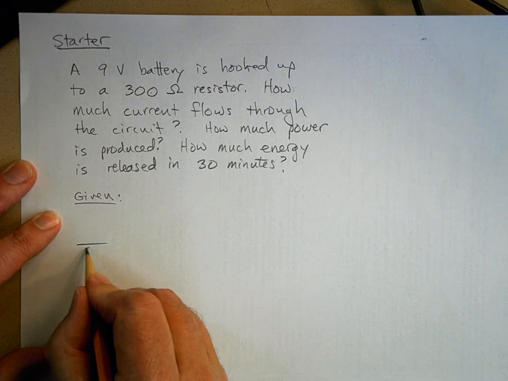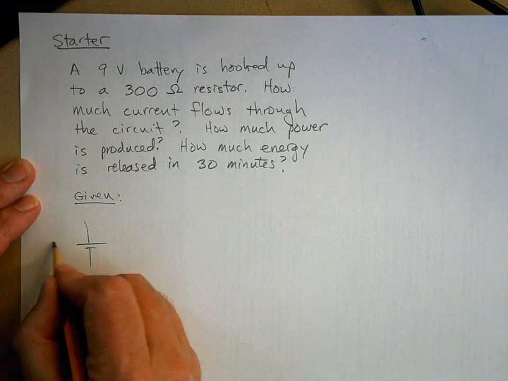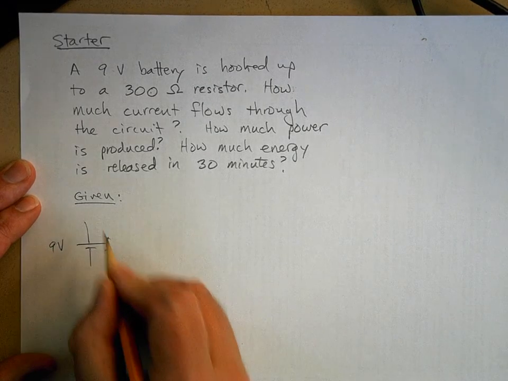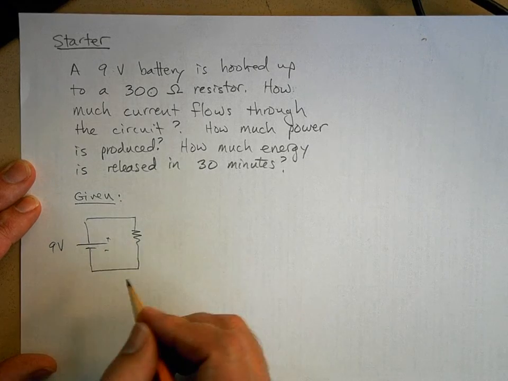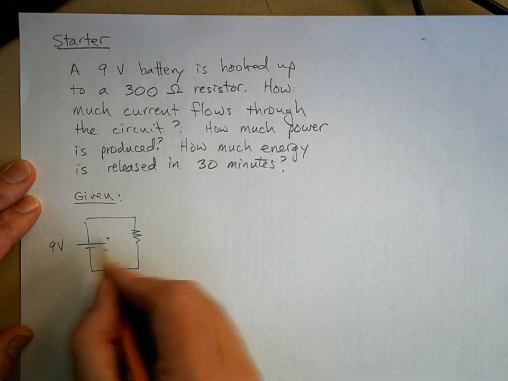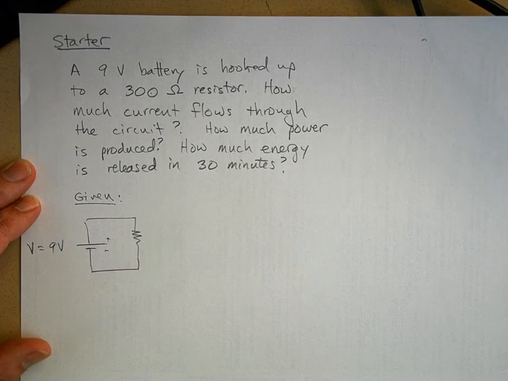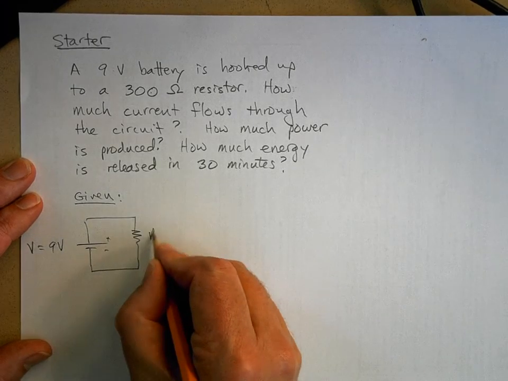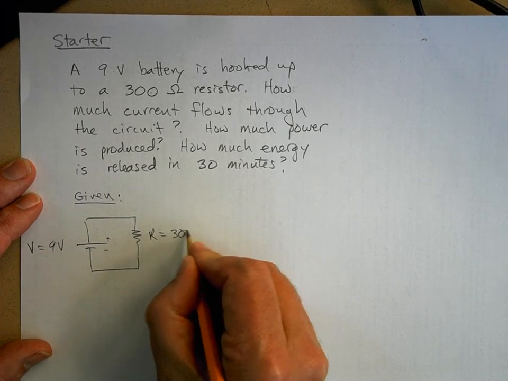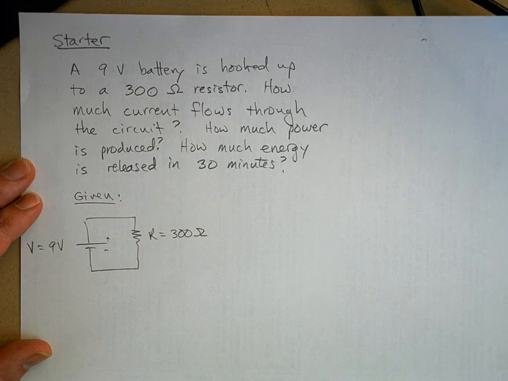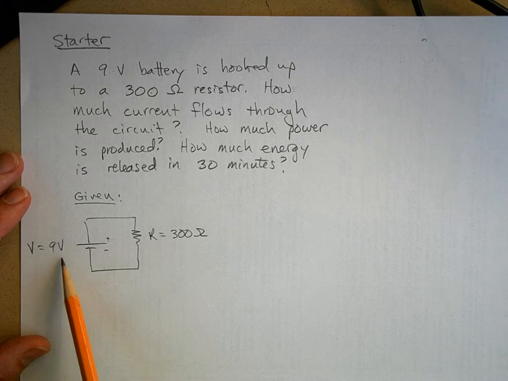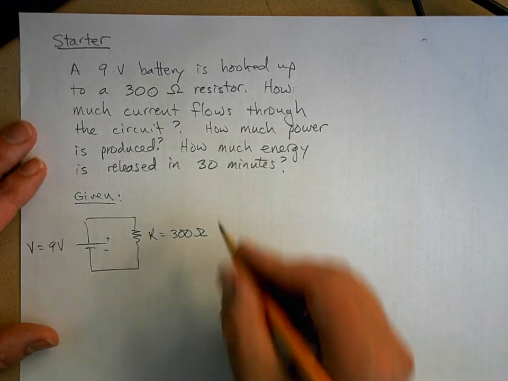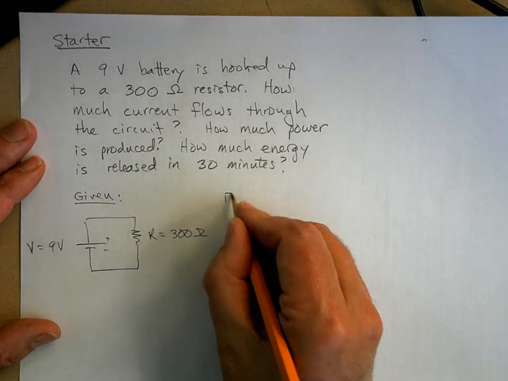So I've got some kind of circuit here. I got a 9-volt battery, so that's V equals 9 volts. And I've got a resistor that's 300 ohms. And an ohm is a volt per amp. It's how much I need 300 volts to get 1 amp to flow through it. So I don't even have close to that. So it's going to be a pretty small amount of current.